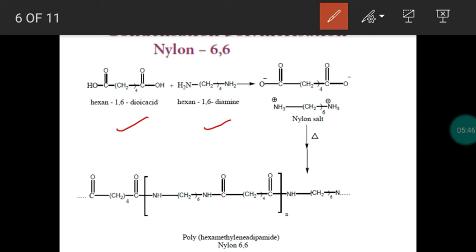IUPAC names have been given. Adipic acid is also called hexane 1,6-dioic acid. Hexamethylene diamine, IUPAC name hexane 1,6-diamine. When this is involved in condensation polymerization, we get a nylon salt, an intermediate. Nylon salt will be formed. Again we heat it. Further heating will give you polymer with the liberation of water molecule. In condensation reaction, there will be liberation of a small molecule. So water molecule is liberated. So we get nylon 6,6. Nylon 6,6 is nothing but polyhexamethylene adipamide.